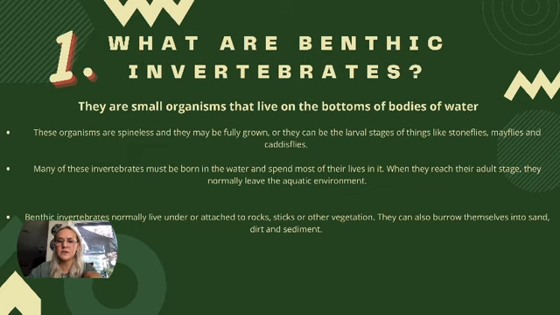Benthic invertebrates are small organisms that live on the bottoms of lakes, rivers, streams, and any wetland. They can either be fully grown, like a worm or a beetle, or they can be in their larval stage, like a stonefly, mayfly, or caddisfly. Many of these invertebrates must be born in the water and spend most of their lives in it. When they reach their adult stage, they normally leave the aquatic environment. So that's like stoneflies, mayflies, and caddisflies.